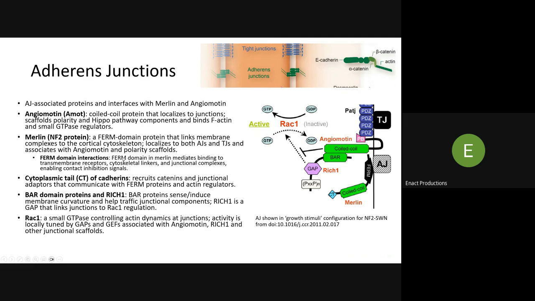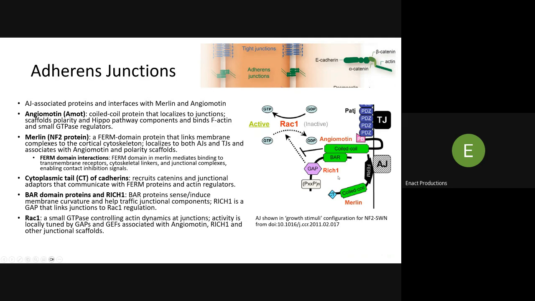Firm domain interactions. The FERM domain in Merlin mediates binding to transmembrane receptors, cytoskeletal linkers, and junctional complexes, enabling contact inhibition signals. So again, it plays a role with the receptors, plays a role with the things that touch the cytoskeleton and these junctions. It's very structural, and it's where it's located and what it's doing.